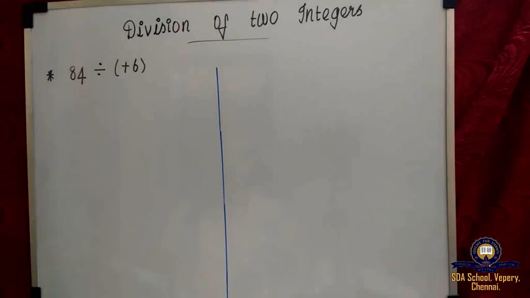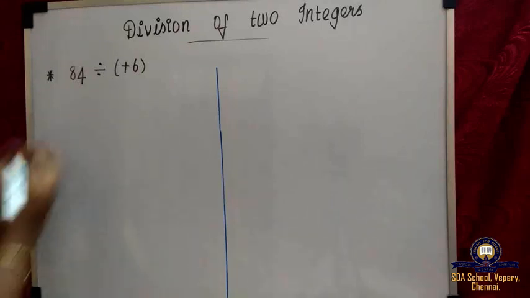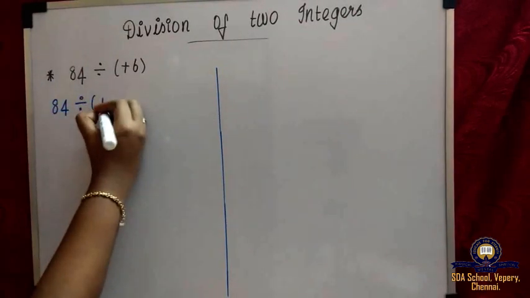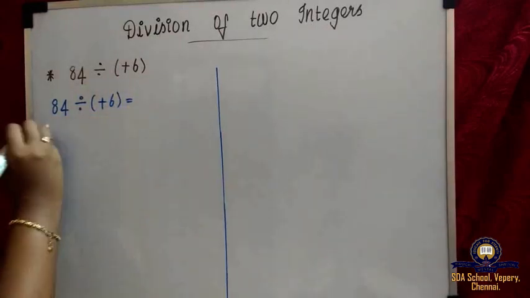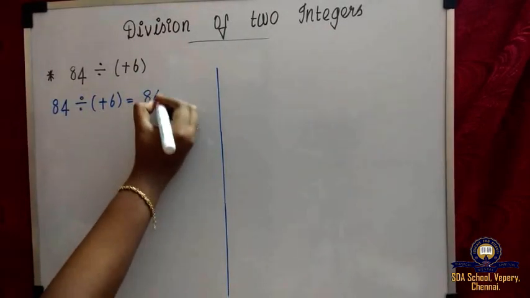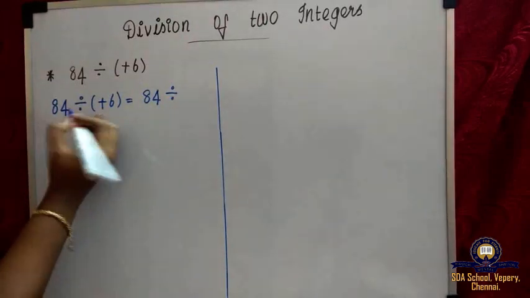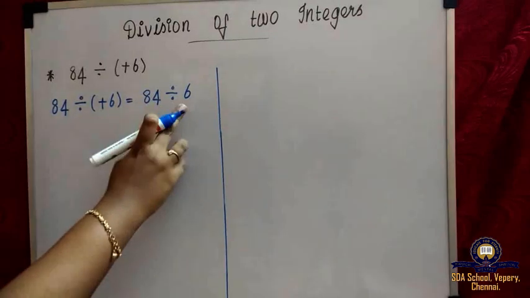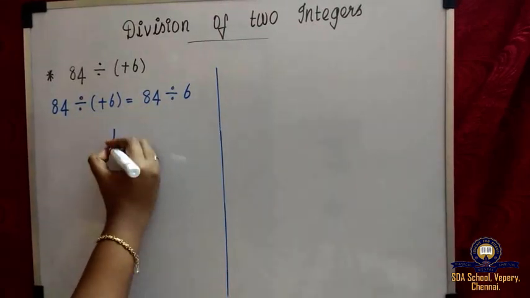We will do a few problems on division of two integers. First one is 84 divided by plus 6. First we have to find the absolute values and divide the absolute values of the two integers. The absolute value of 84 is 84, divided by the absolute value of plus 6, which is 6. So we have to divide 84 by 6. So let us divide.